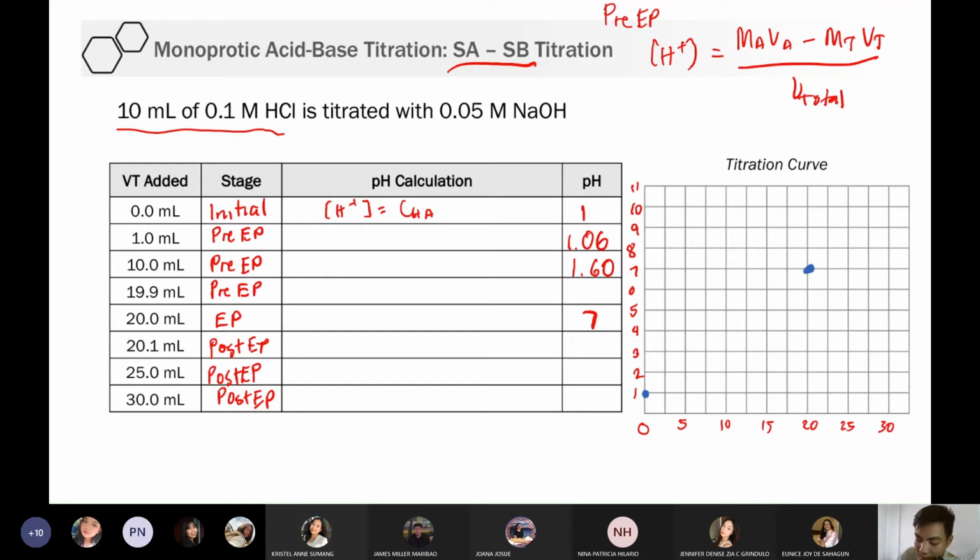That's 3.78. Nakuha ba yan? Hintayin ko kayo. Ipo-point ko lang siya dito sa graph. 1 ml is 1.06. Ito yan. 10 ml, 1.6. 19.9, 3.78.